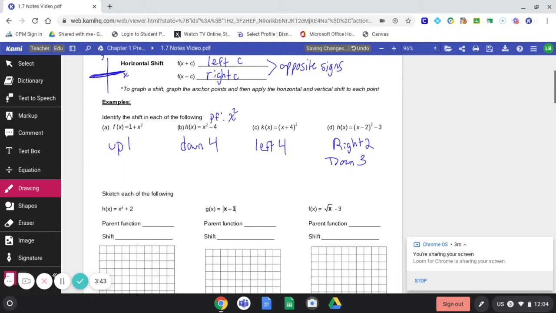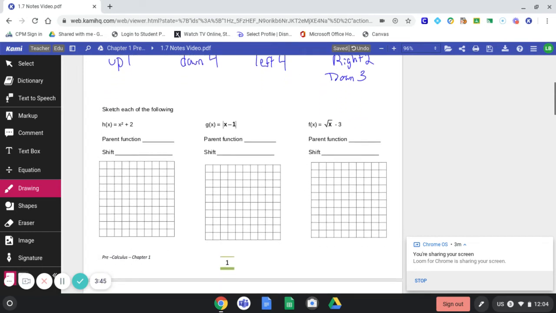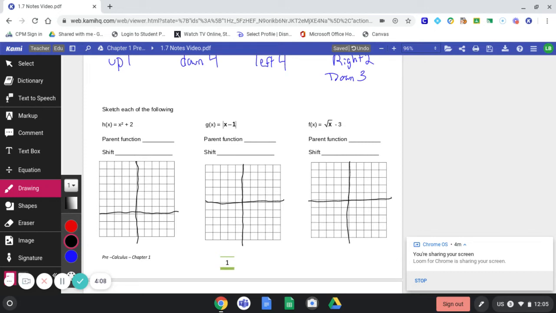So now we're going to sketch these using our knowledge. You can draw your axes here if you wish. I'm going to draw the first one down a little further just because I know what that one looks like, and then the other ones can be normal. If you have a different set of colors, that might be helpful. If not, it's not the end of the world. So our first one here, we have x squared plus 2. So our parent function here, that is going to be our quadratic, just x squared.